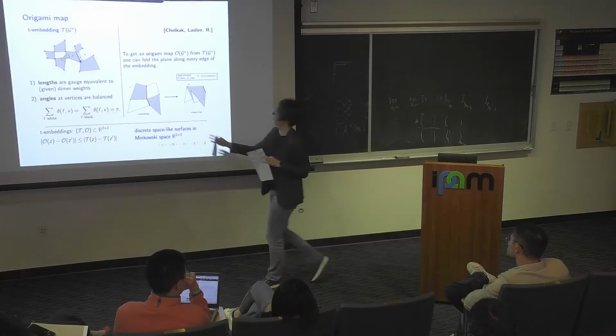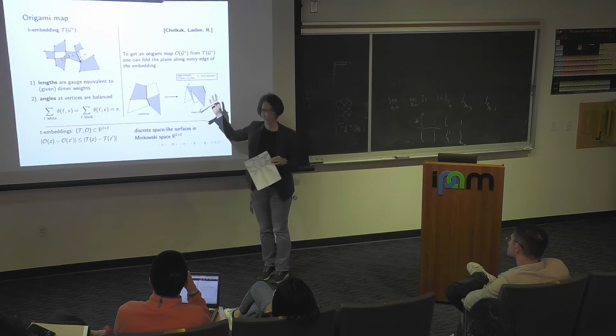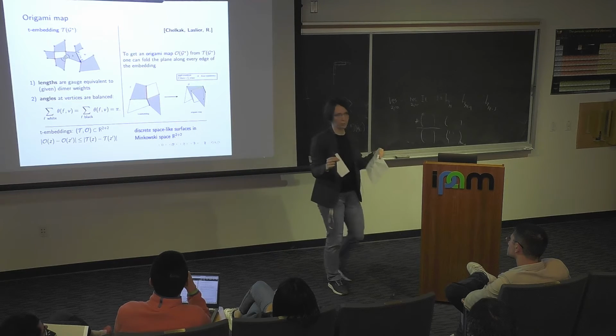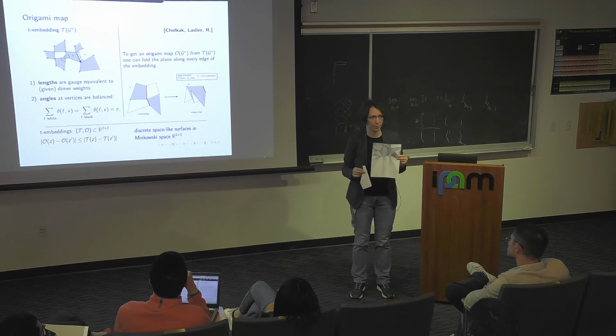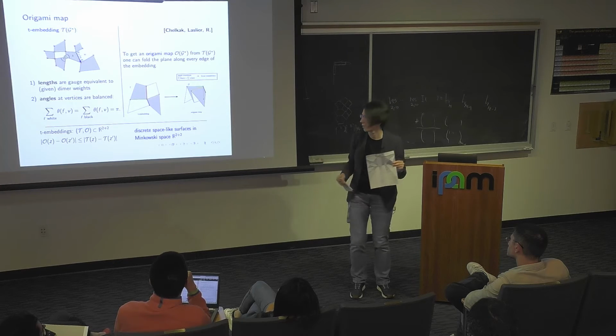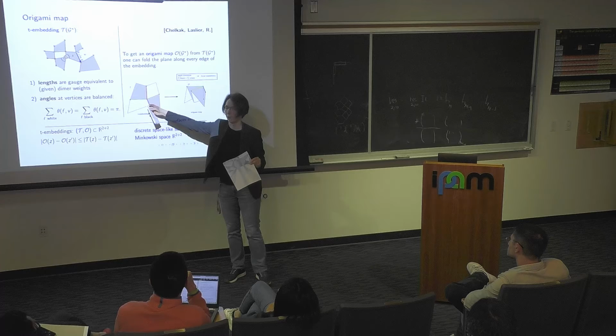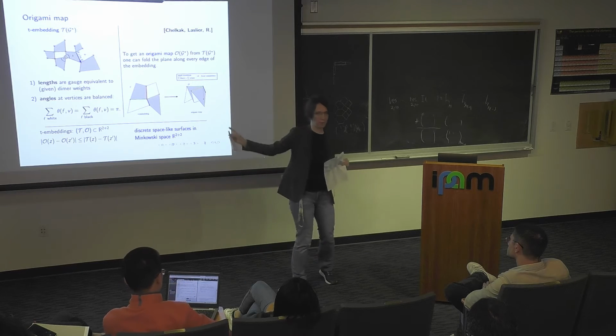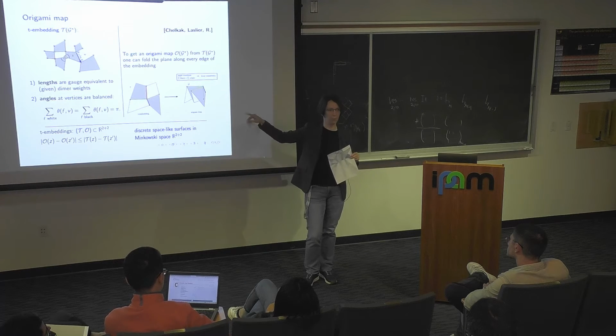We have two objects. One is the t-embedding. Another one is the origami map. This is not true that you always can fold a piece of paper starting from a t-embedding, because you need to deal with layers. And here I deal with a map from the complex plane to the complex plane. However, around each vertex, this is true that you can always fold it.